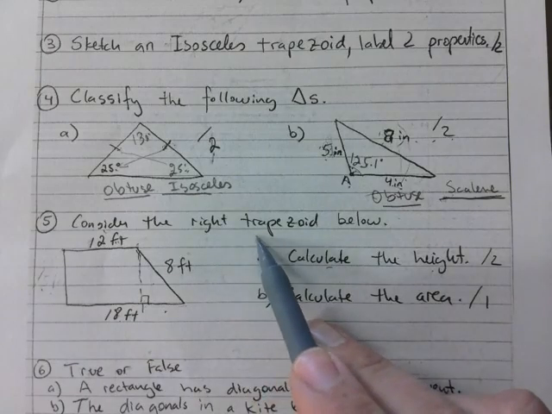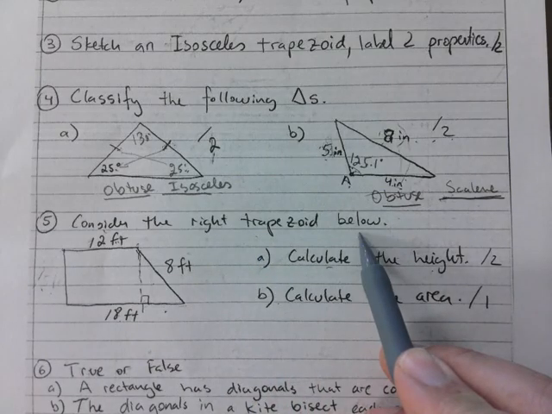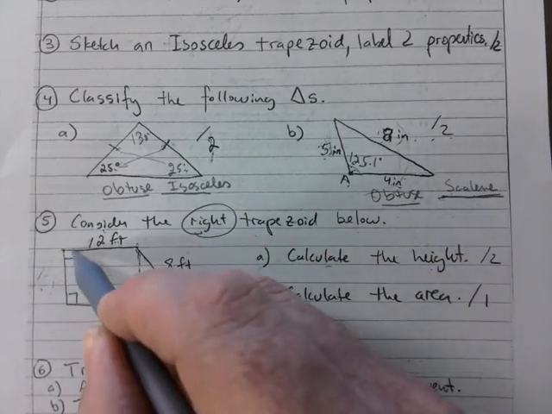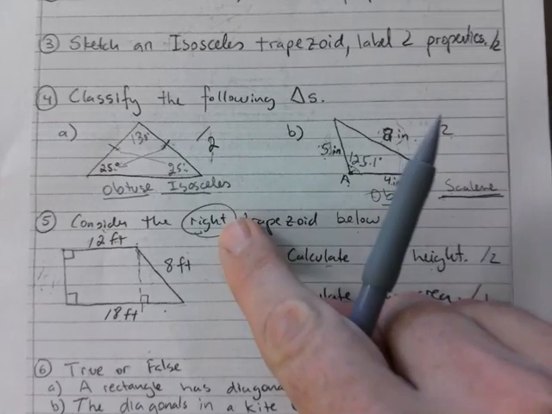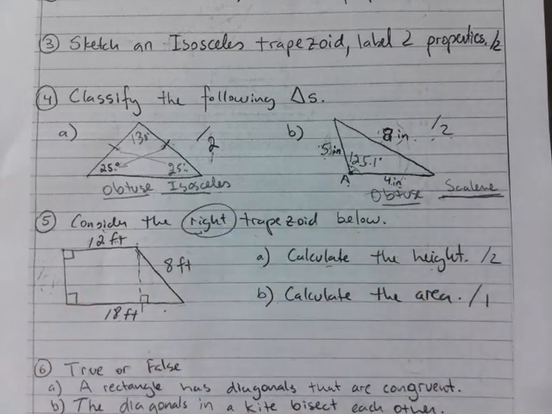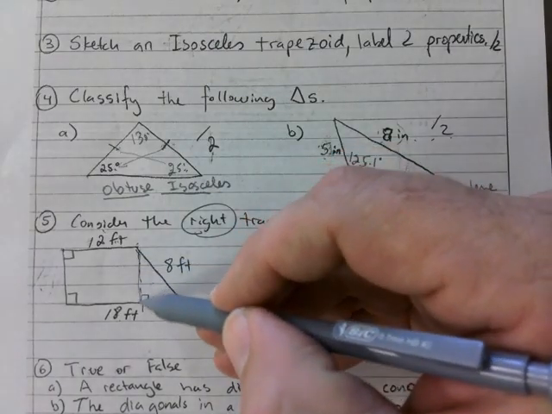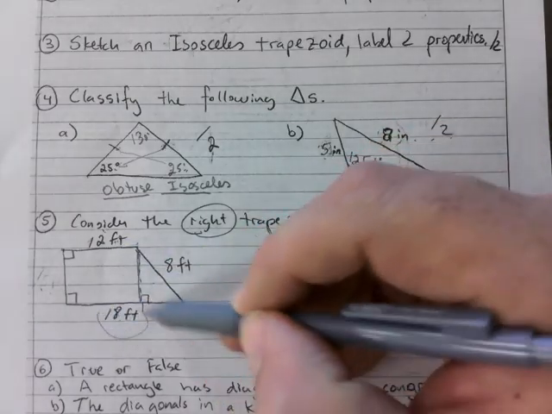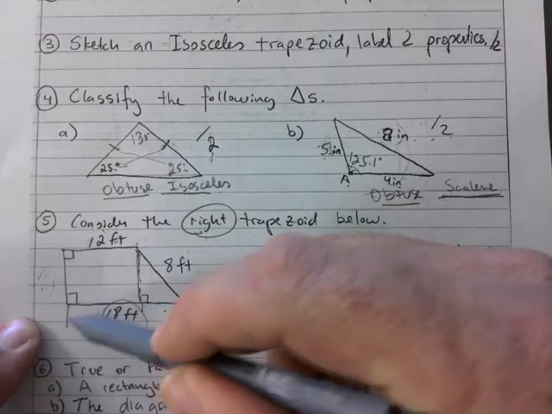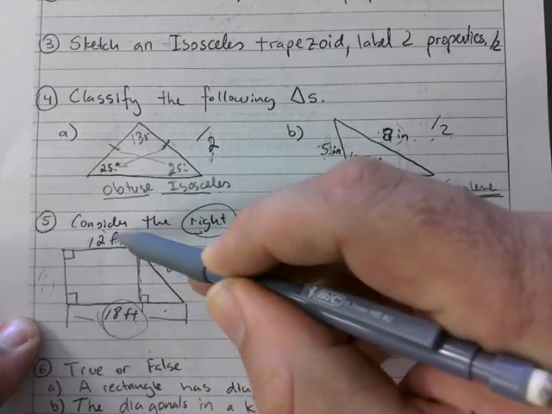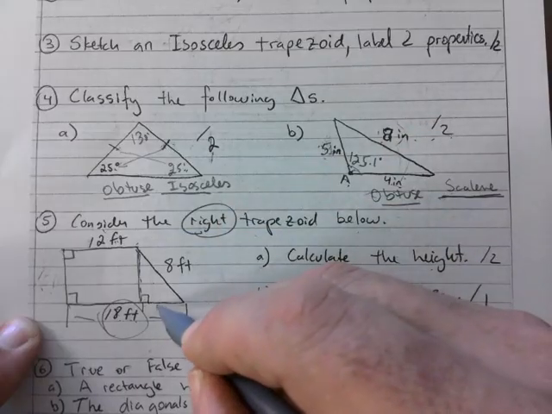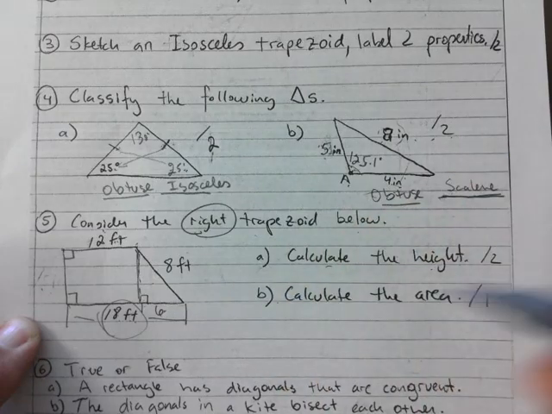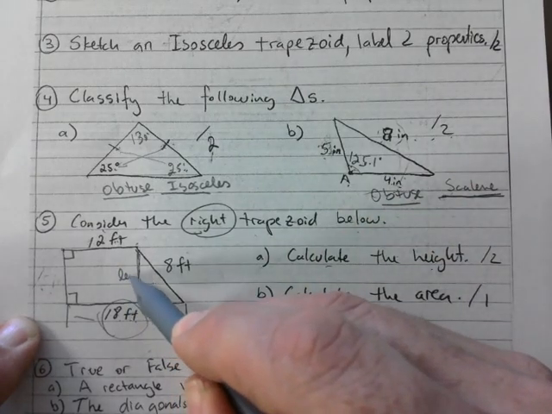Next, consider the right trapezoid. So when it says this, we know these are 90, okay? Guaranteed. So the name gives you information. Calculate the height. So the height is right here. I don't know, I didn't show you how to do this, but if you go 18, right, that goes from end to end. If you subtract 12 from 18, you end up with 6 here. And then you have your right triangle. So this is one of the legs, right?